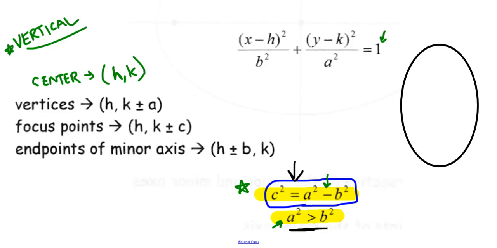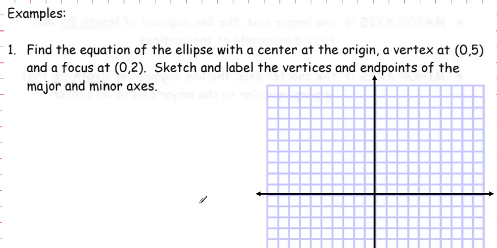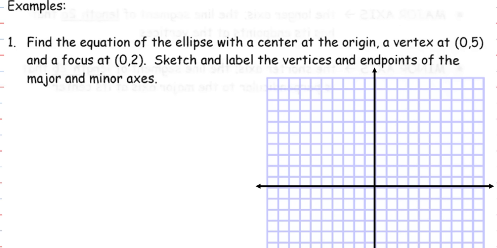All right, so let's look at a couple examples of how we're going to use this information to solve problems. So, example number 1, find the equation of an ellipse with a center at the origin, a vertex at 0, 5, and a focus at 0, 2. Sketch and label the vertices and endpoints of the major and minor axes.